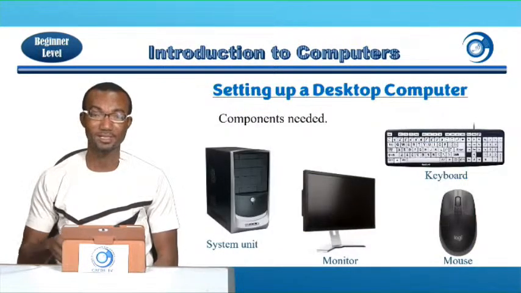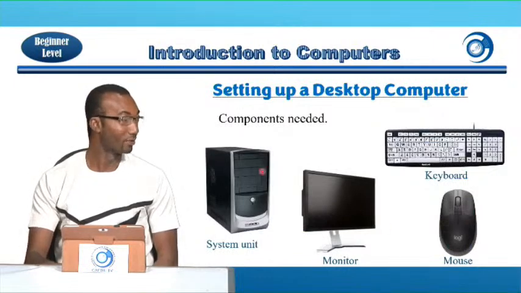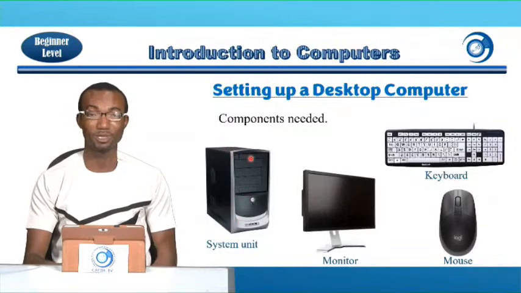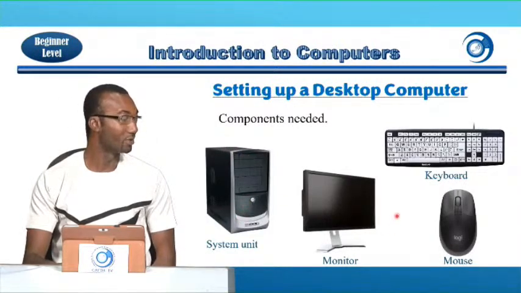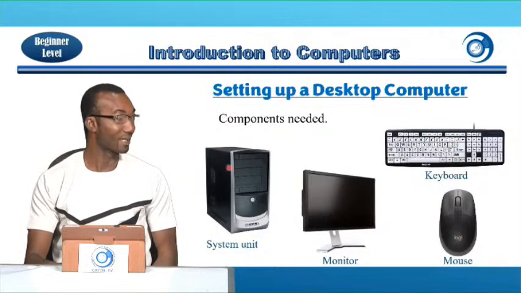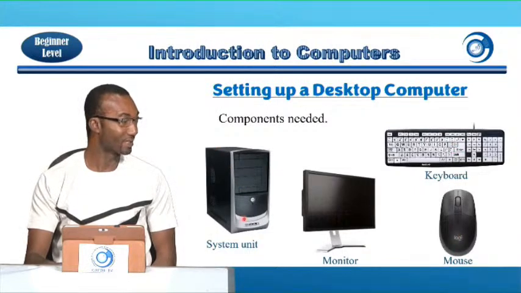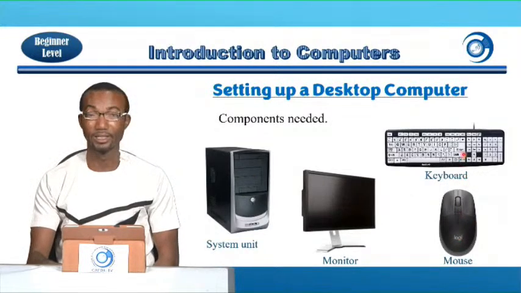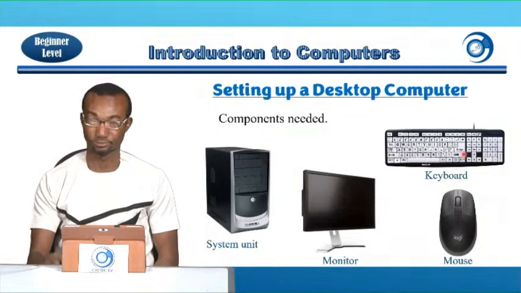Before you can set up a desktop computer, you need a system unit, whether a tower or a flatbed. You need a monitor. You need a keyboard. And then you need a mouse. So before you can set up a desktop computer, you need a system unit, you need a monitor, you need a mouse, and then you need a keyboard.